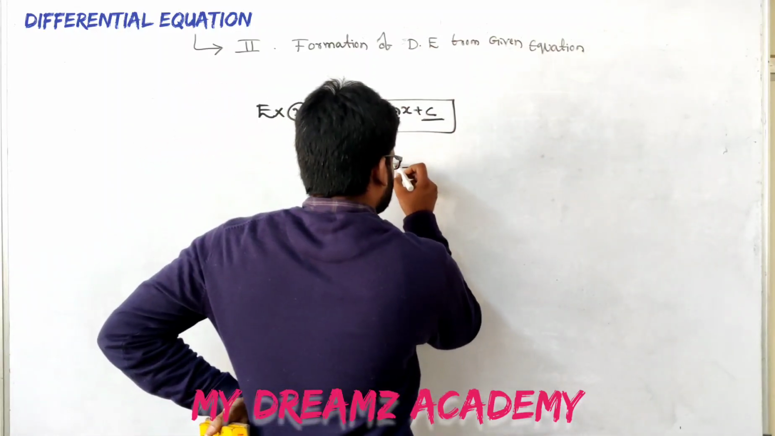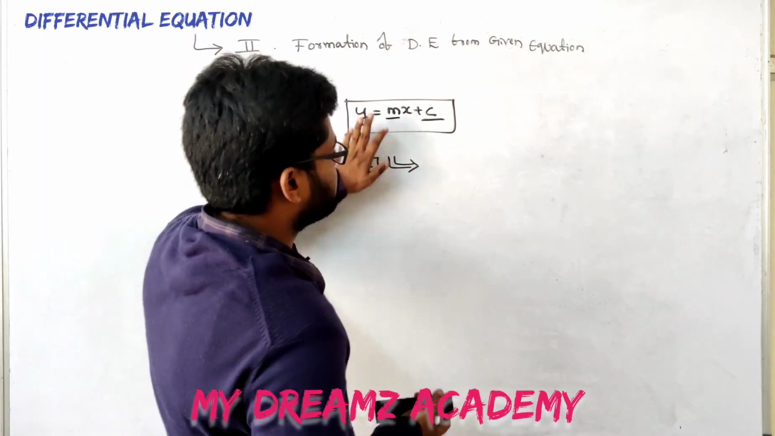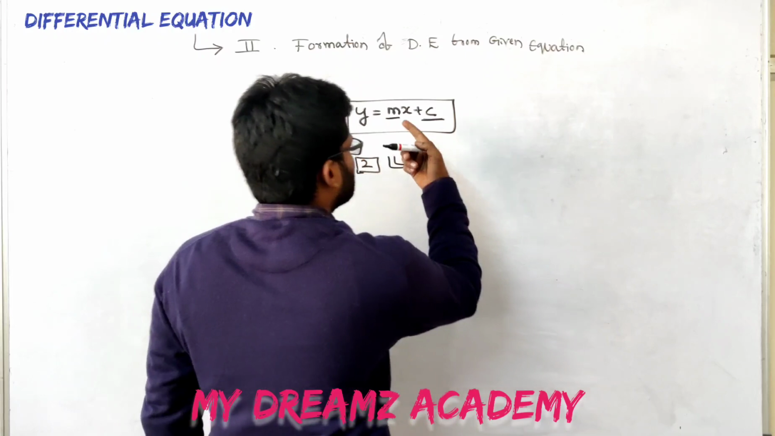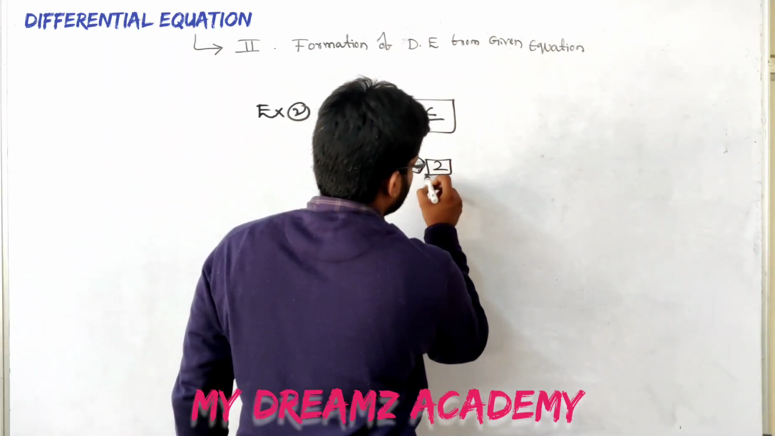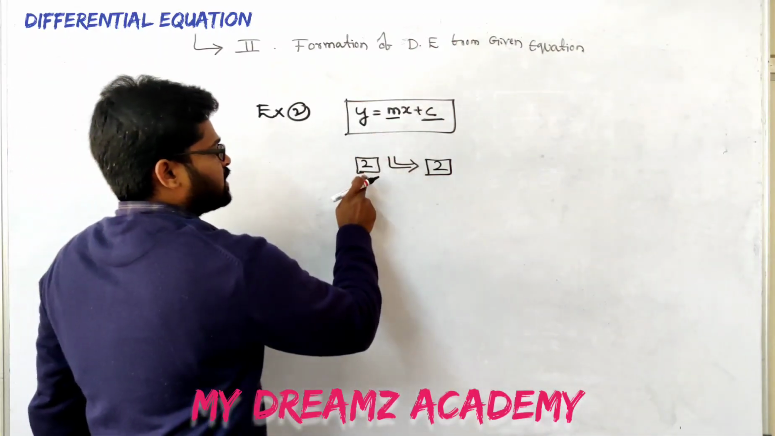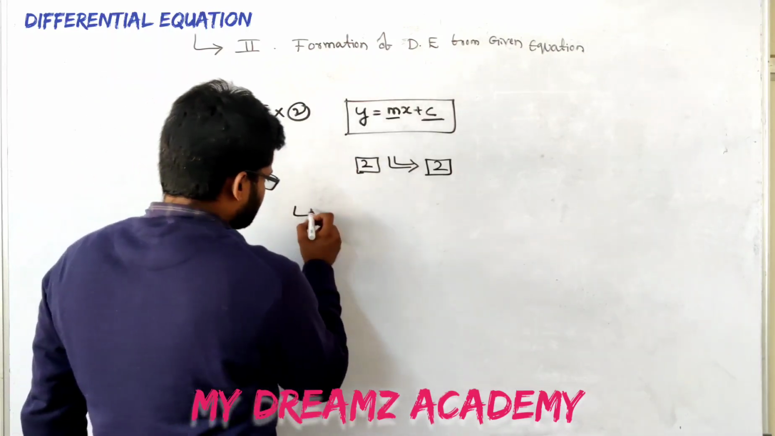What can we expect the order of the solution to be? The arbitrary constants are 2, so the order of the given equation is going to be 2. We'll see whether it is correct or not. So arbitrary constants are 2, so we need to do differentiation 2 times.